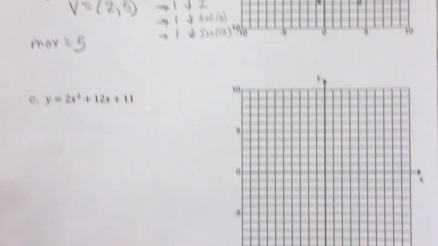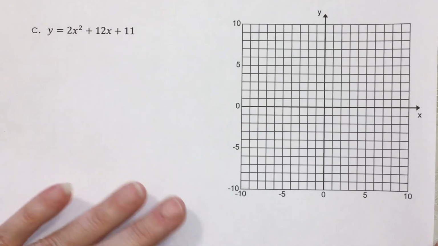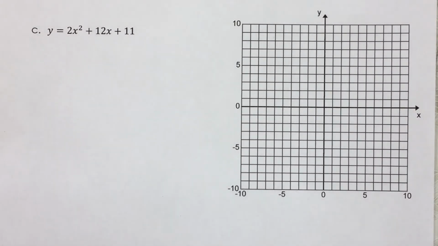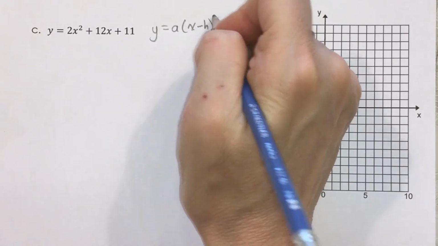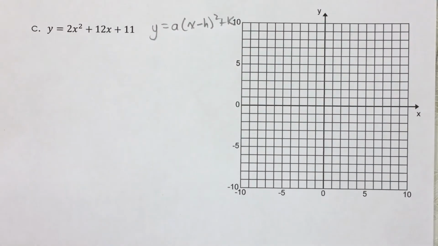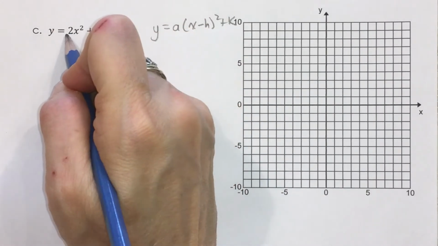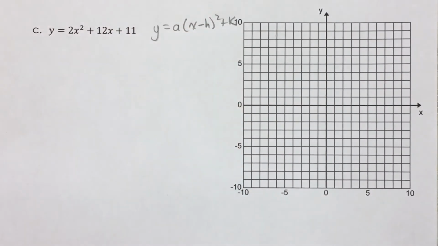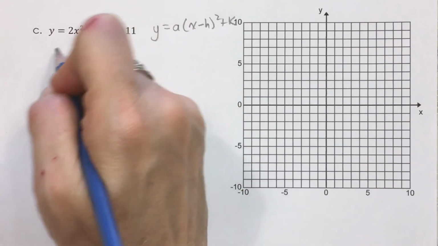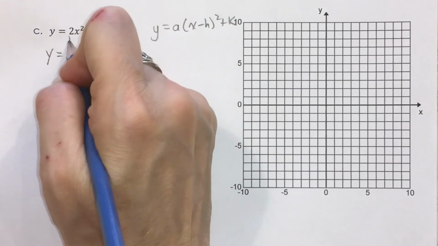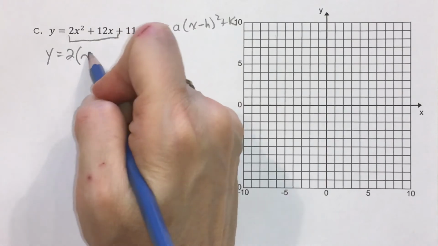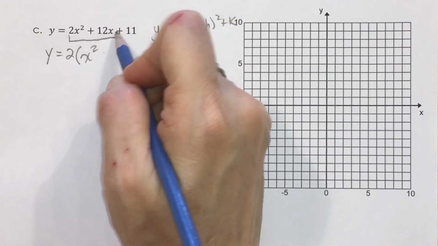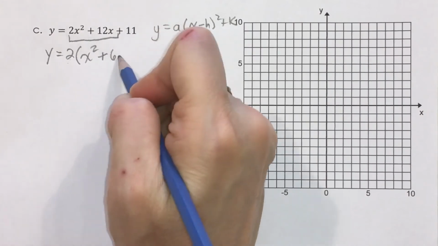All right, next one. Okay, so again, we want to change this one into vertex format. This is what we're going for. Okay, so again, the number out front, the step number, is not positive 1, which is the easiest case, so we have to factor the step number, which is 2, out of the terms that contain x. So 2x squared divided by 2 is x squared. Positive 12x divided by 2 is positive 6x.